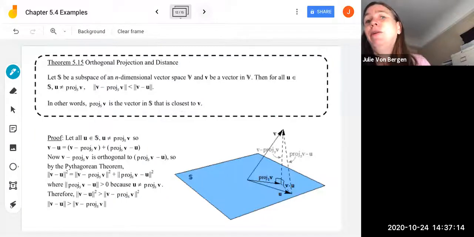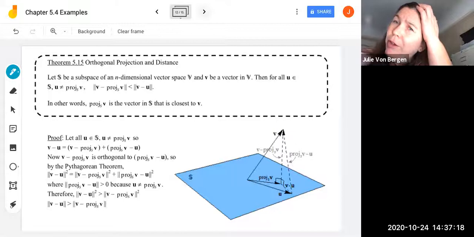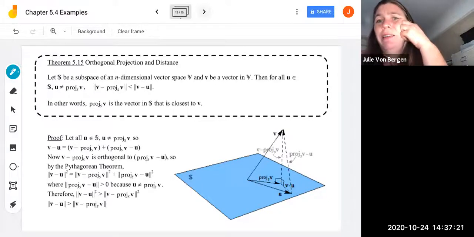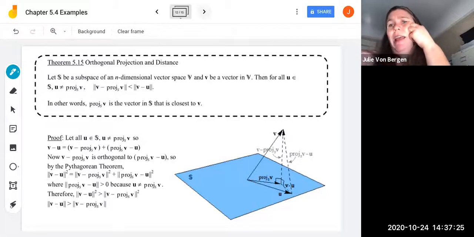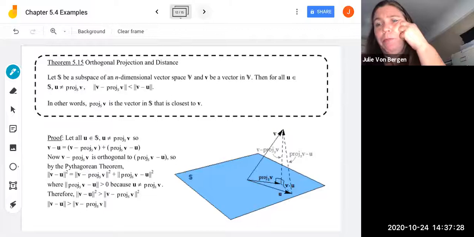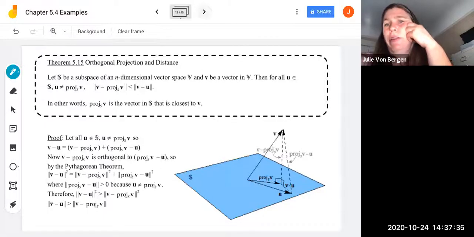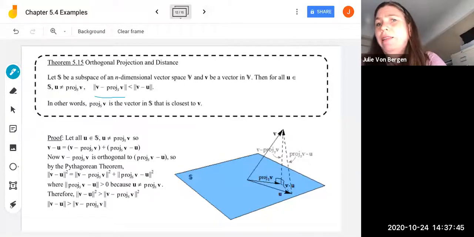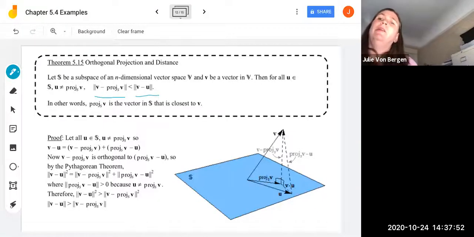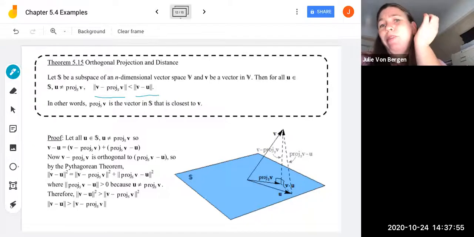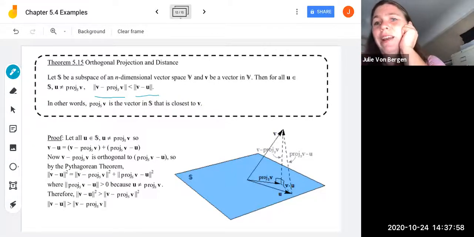So this gives us theorem 5.15, which is the theorem about orthogonal projection and distance. We're going to let S be a subspace of an n-dimensional vector space V, and then lowercase v is a vector in that vector space. Then for all u in S, where u is not equal to the projection of v onto S, the norm of the distance v minus the projection of v onto S is always going to be less than the norm of v minus u, where u is any other vector. So in other words, what we're saying is the projection of v onto S is the vector in S that's closest to v. And so we've got a visual over here.